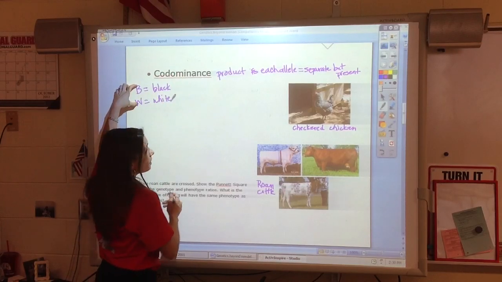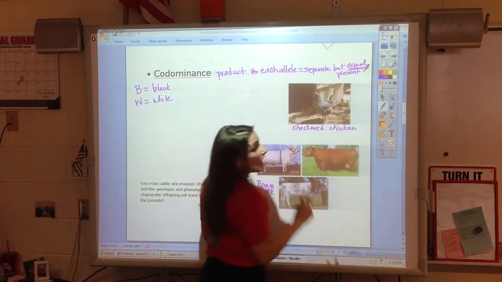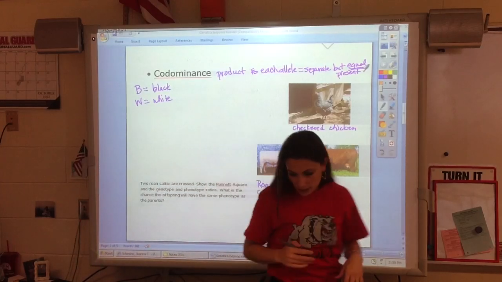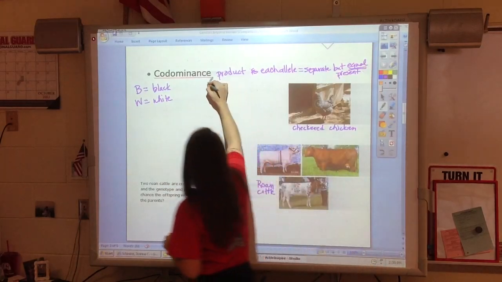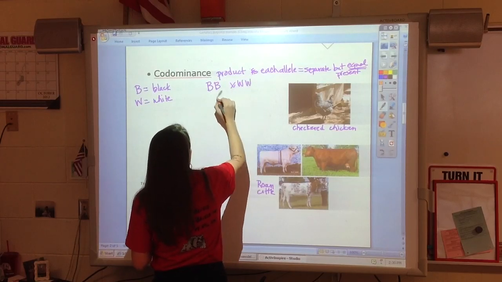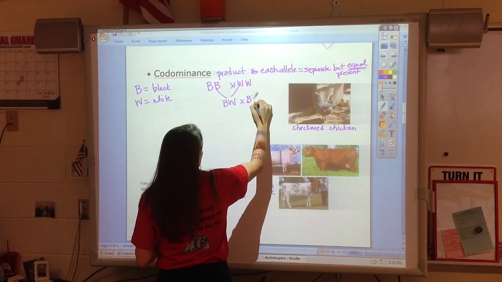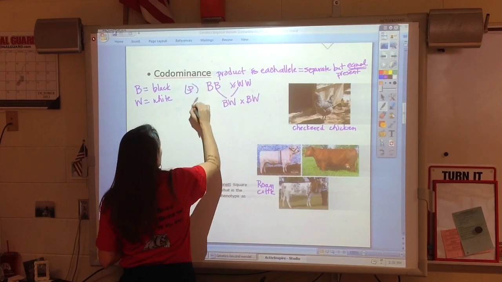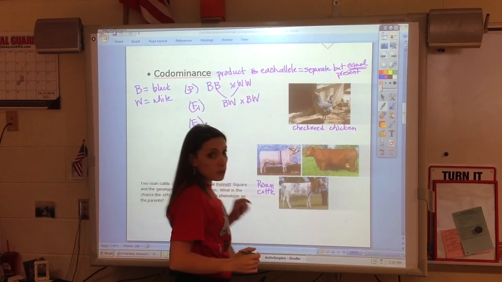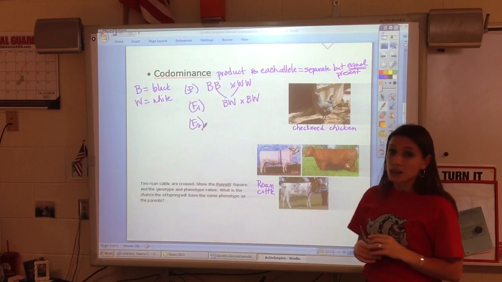For codominant, they are equal, black and white, not mixing to make gray. So the example here would be, for example, a black chicken, BB, times a white chicken, WW. All of the offspring would be black and white. And then we could cross that again. So this would be our P generation, our F1 and our F2. You can go ahead and work this problem as well. And then on Monday, we're also going to look at some dihybrid examples.